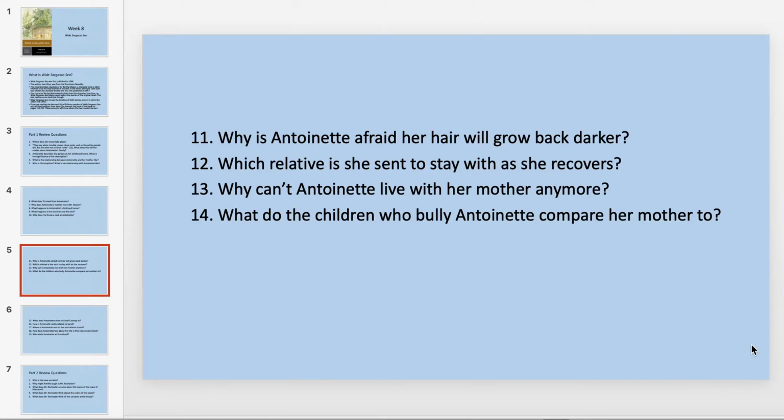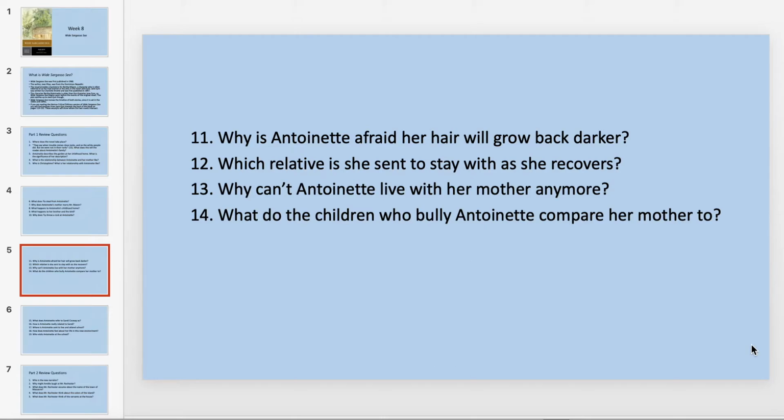Going on here, on to 11, why is Antoinette afraid her hair will grow back darker? So this is where we see that idea of racism being taught. That again, Antoinette before now wasn't fully aware of the situation. She's trying to kind of pick up on what's been going on about the history of where she lives. But Antoinette, as far as she knows, sees that people who have a darker complexion and darker skin are treated differently. Even though slavery is ended, she knows that there's still racism on the island.